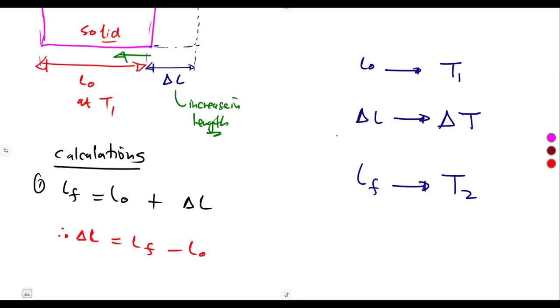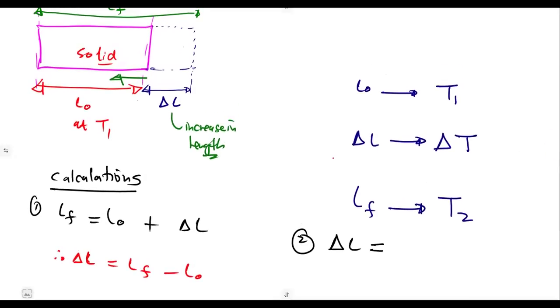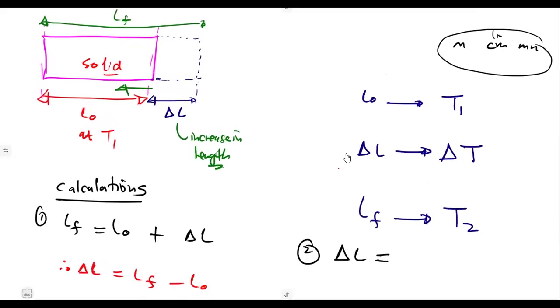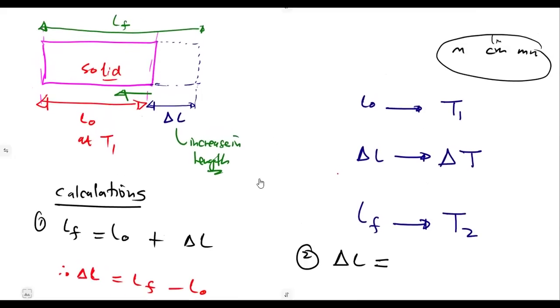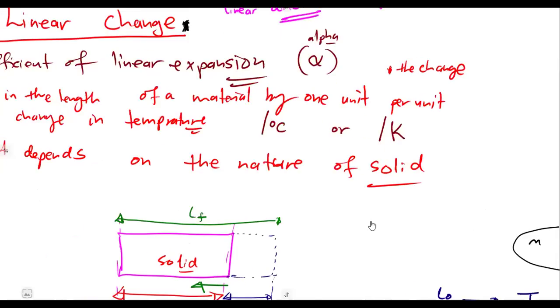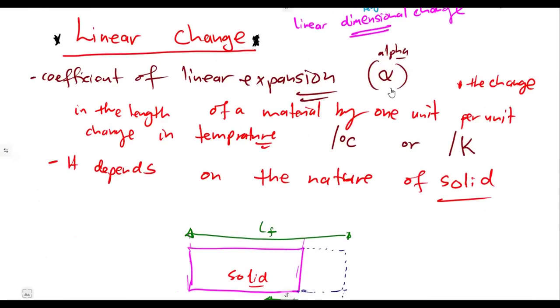This can be determined by a formula. The change in length is equal to, we are dealing with length, guys. Length is measured in what? Meters, centimeters, millimeters. That's linear. So you use the coefficient of linear expansion, as we described before, which is alpha.